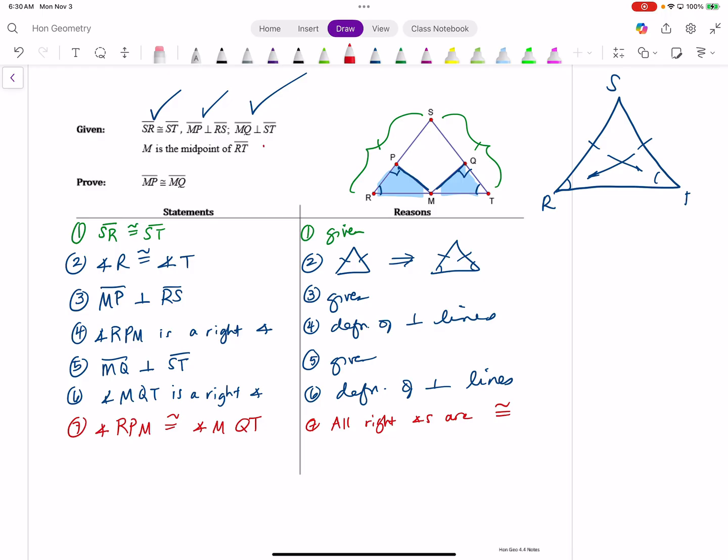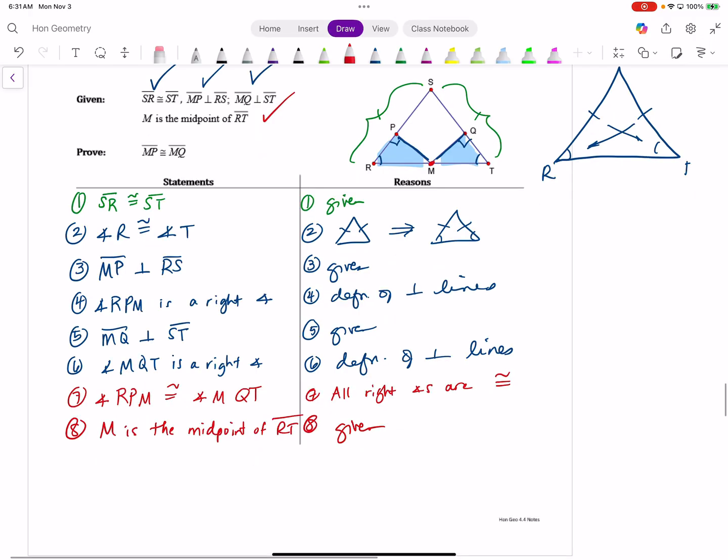Oh, there's another given. Haven't even talked about that one yet. I was about to say I don't have enough to go on, but oh, there's another. M is the midpoint of RT. Okay, so if M is the midpoint of RT, that means that this side's congruent to this side. So RM is congruent to TM because that's the definition of the midpoint.